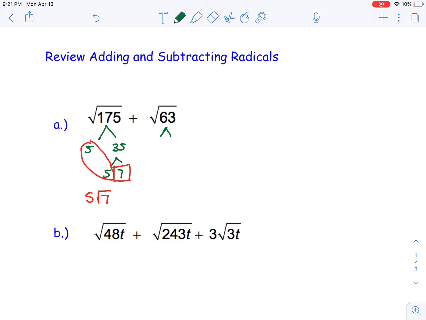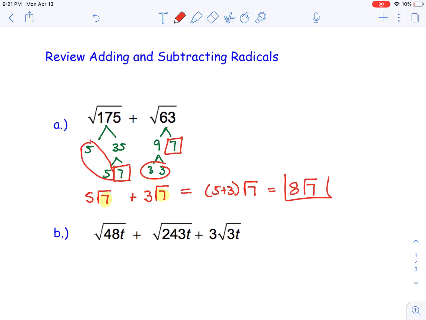63 is the same thing as 9 times 7. 9 breaks down to 3 and 3. So we have a pair of 3's and a 7 stays underneath. So this simplifies down to 3 radical 7. Since both have the same thing under the radical, I can add the outside numbers and multiply it times radical 7. So I get 8 radical 7.